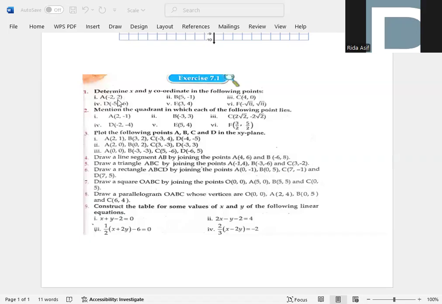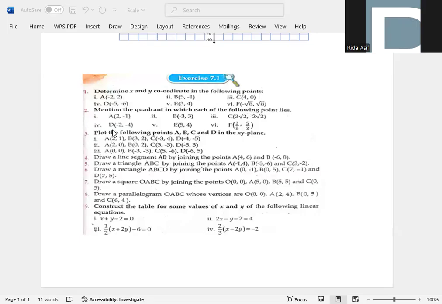the second one is Y coordinate that is known as ordinate. So here minus 2 is abscissa and 2 is ordinate. In the same way, you can solve all the parts of question number 1 by yourself. Let's solve one more part. For example, part number 6, F: minus under root 8, comma under root 8. Students, minus under root 8 is abscissa and under root 8 is ordinate.